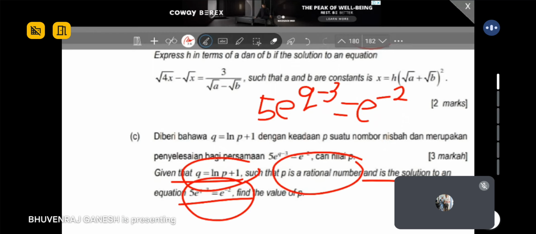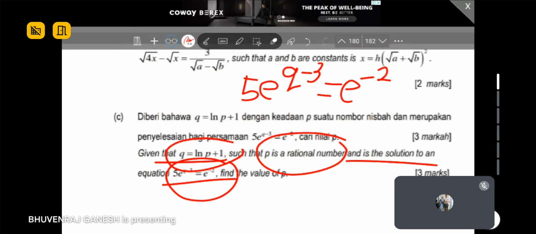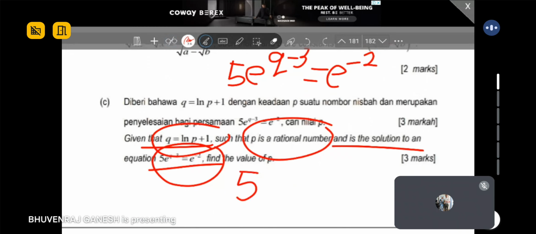Okay, so now Q equals ln P plus 1. So you just substitute into your equation. ln P plus 1 on top. So you will get 5e to the power of (ln P plus 1) minus 3 equal to e to the power of negative 2.